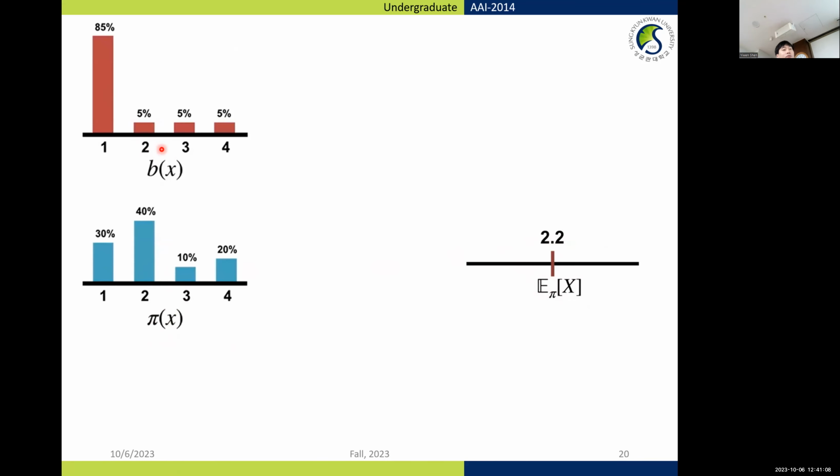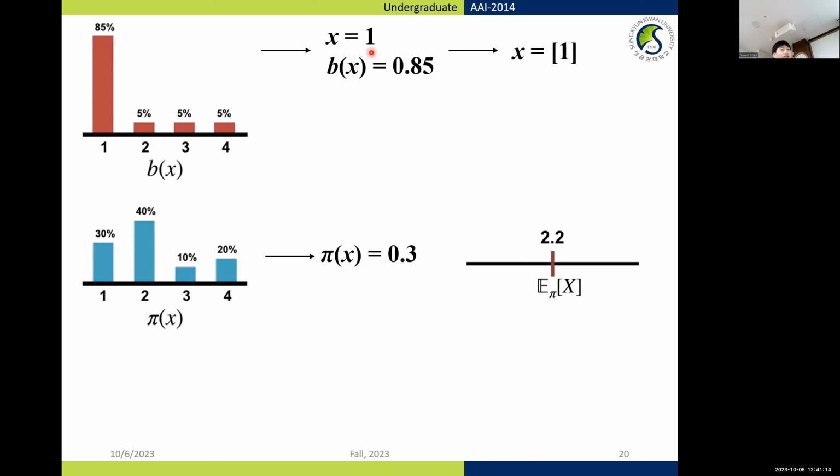But we only get samples from Bx. So we first randomly select a sample from Bx, for example x equals 1. The probability Bx of x equals 1 is 0.85, based on here. Now we put this 1 into x, like a list. At the same time, we input x equals 1 into pi x and get 0.3, which is here, 30%. Now we have these three values.